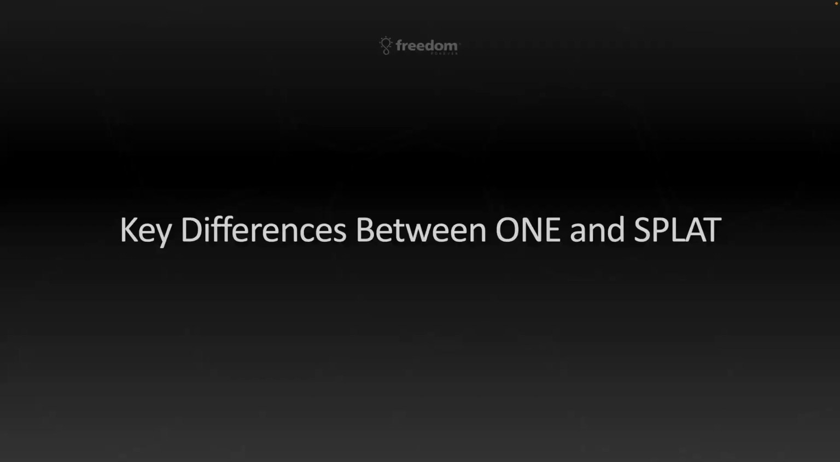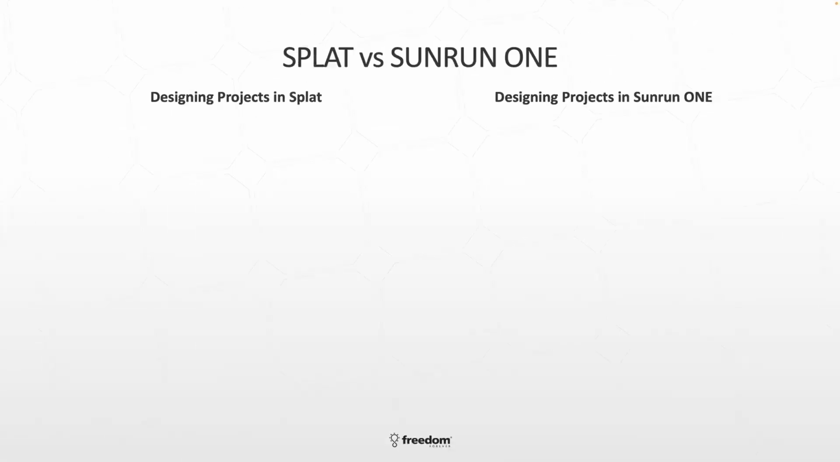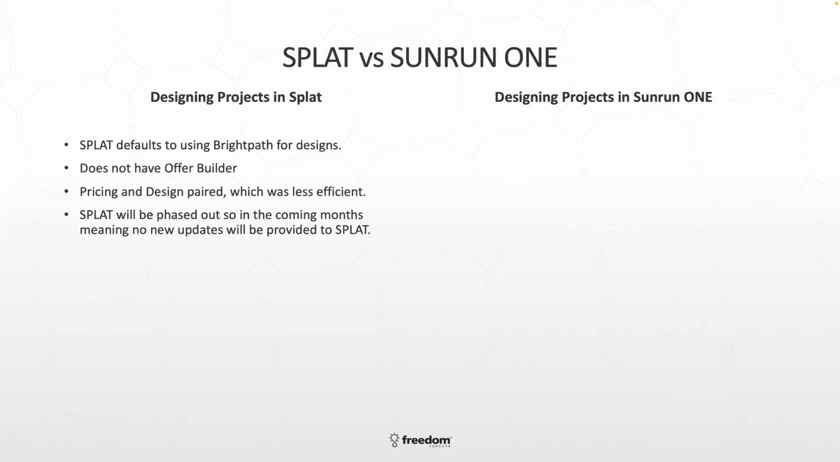So in this transition between Sunrun One and Splat, let's talk about the key differences between the two. So if you are a veteran of creating projects in Splat, then you know that Splat defaults to using BrightPath for its designs. It does not have the new offer builder, where pricing and design are paired, which is a less efficient process. And that's why they've transitioned to Sunrun One to improve that process.